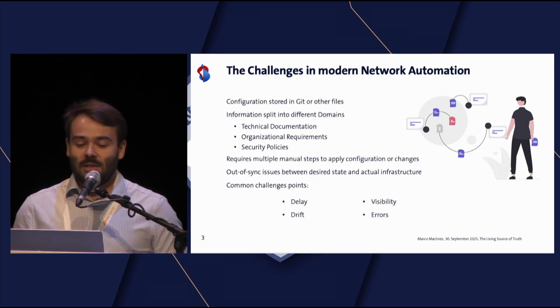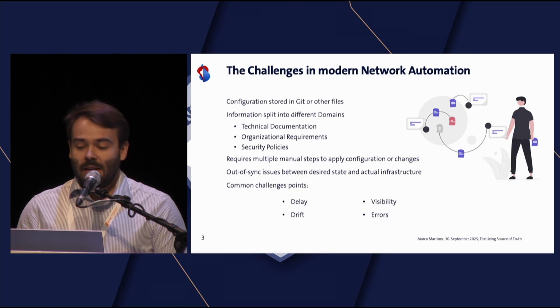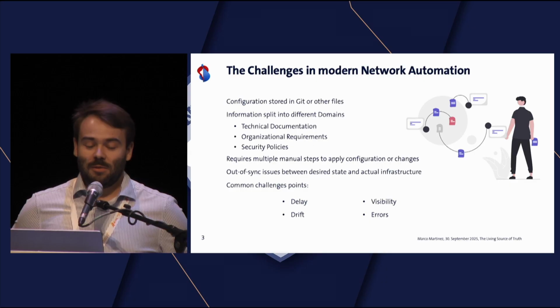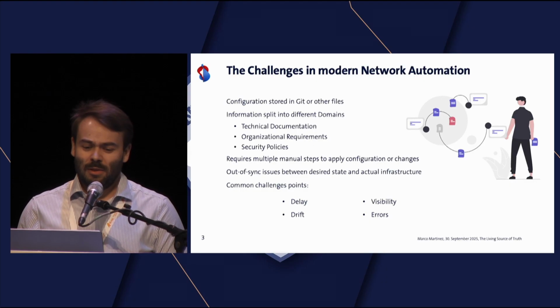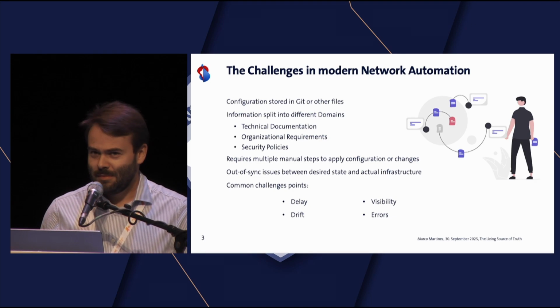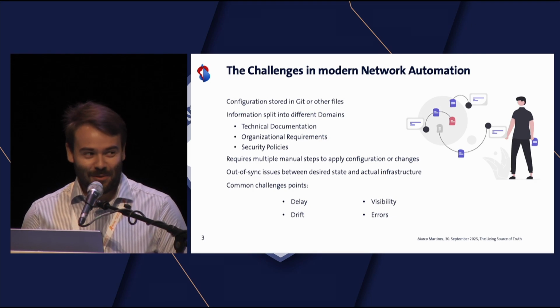So what are the challenges in network automation? We have the big challenge that our configurations are sometimes stored in Gits, sometimes stored in other files. Maybe sometimes they're not stored anywhere. Any hands? Very good. I didn't see any hands for the record.